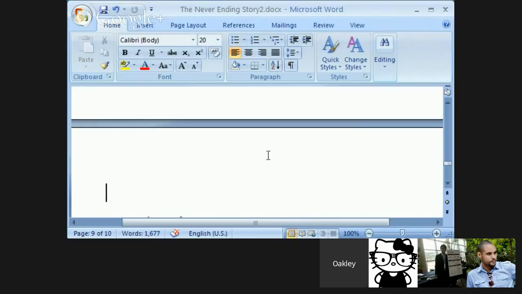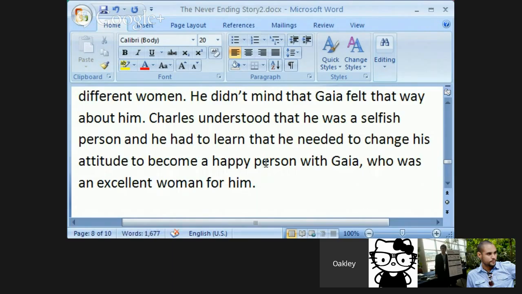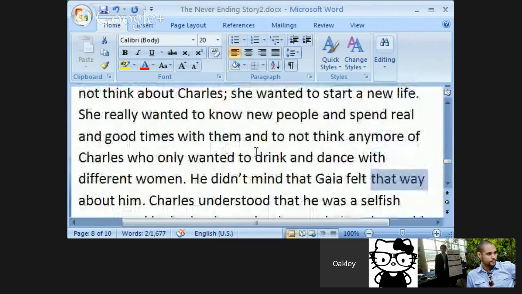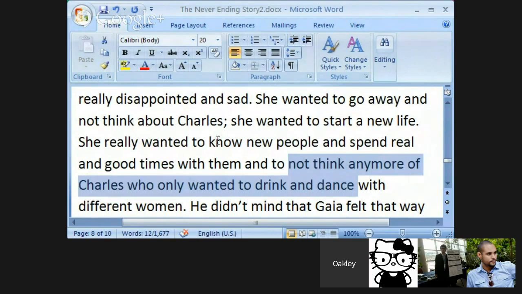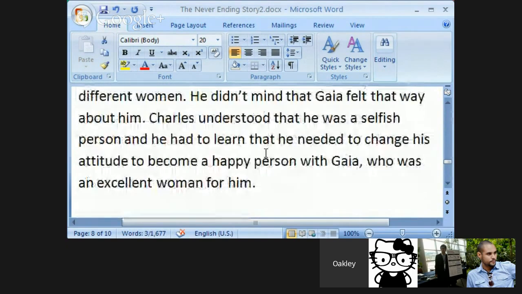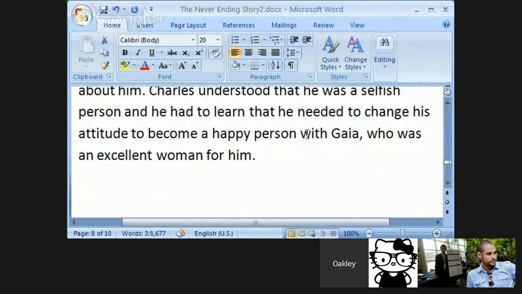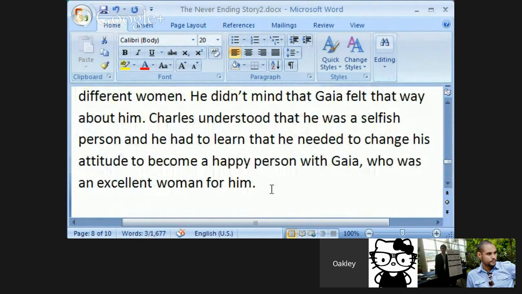Yeah. Sure, Heidi. Yes. Sorry. A little before. He didn't mind that Gaia felt that way about him. What that way? That way. Okay, a reference. I guess that she wanted to not think any more of Charles, who only wanted to drink and dance with different women. I guess that way. She wanted to not think about Charles. So I guess he doesn't mind that she wants to not think about him. Whatever. Okay. It's kind of strange. I'll grant you that. All right.